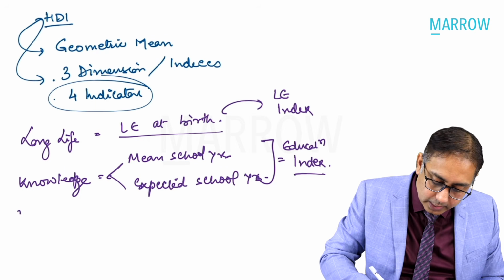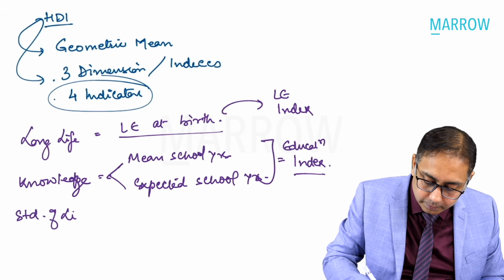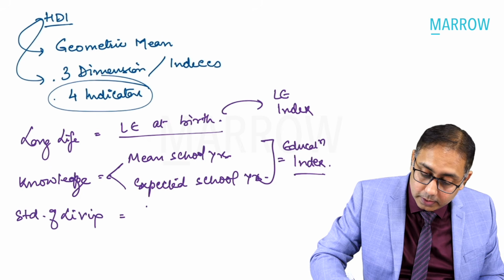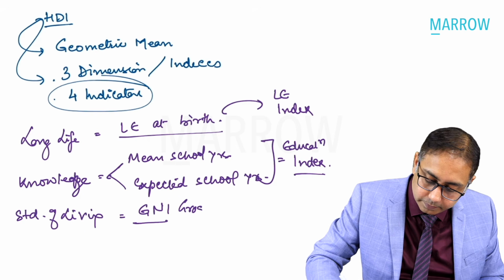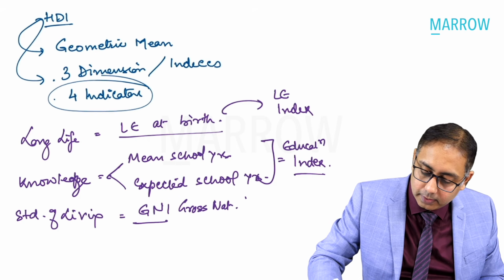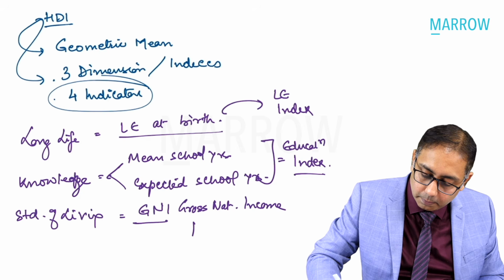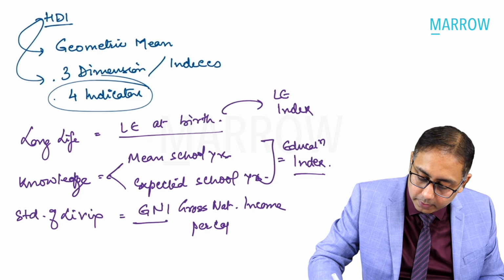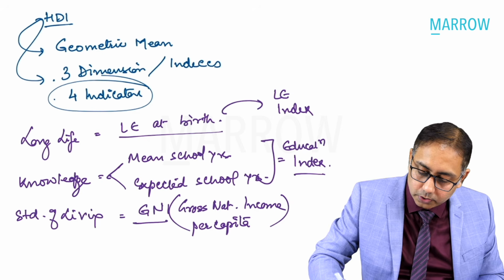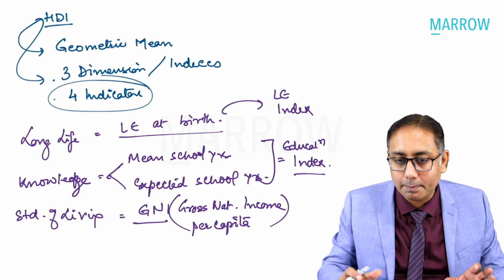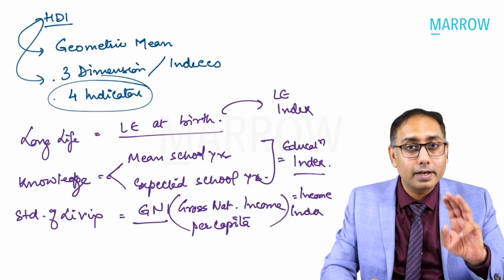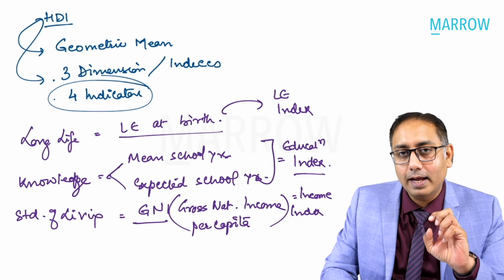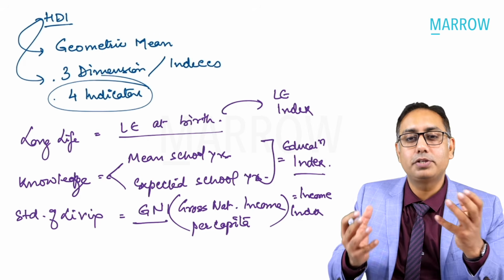So you have the standard of living dimension, which is measured in the gross national income, GNI, gross national income per capita in US dollars. So that is the GNI per capita. This is going to give you the income index. So there are 3 indices, and it's a geometric mean of these 3 indices.